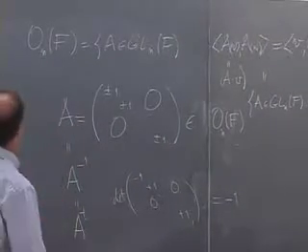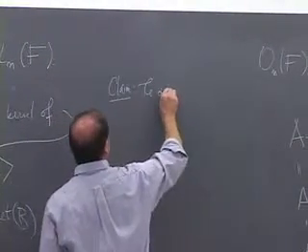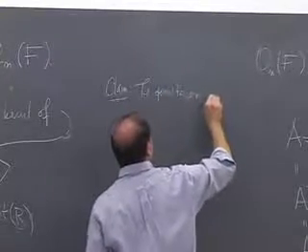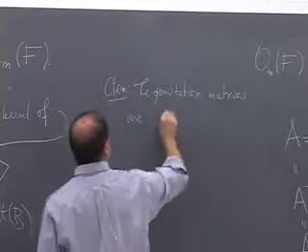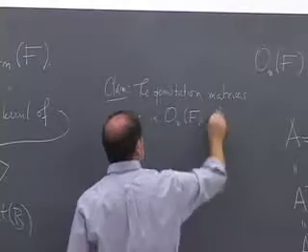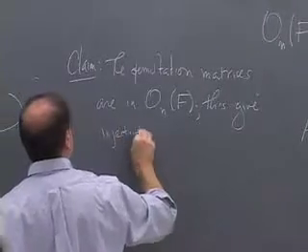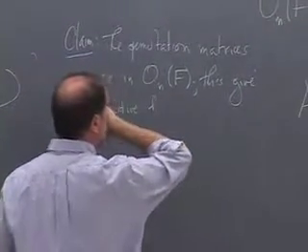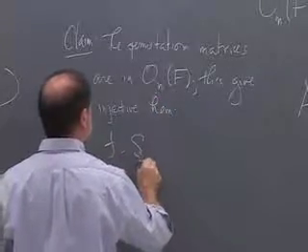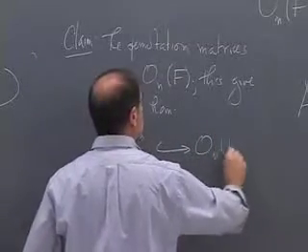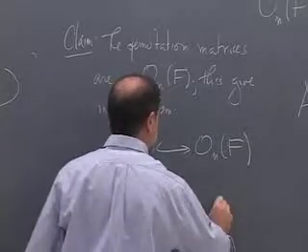What other elements are in ON of F? Well, I claim the permutation matrices are in ON of F, and this gives an injective homomorphism from the symmetric group on n letters into ON of F, no kernel, and that takes the subgroup, which is the alternating group on n letters, into SON of F.